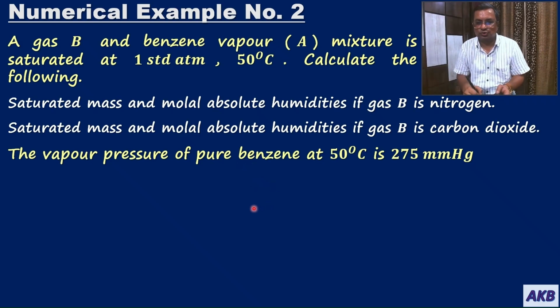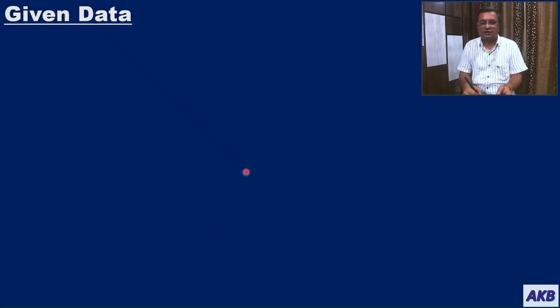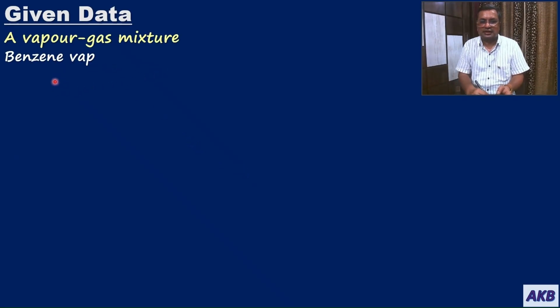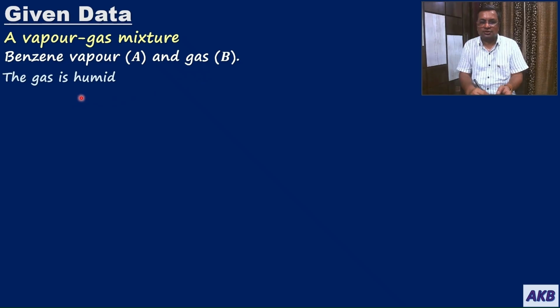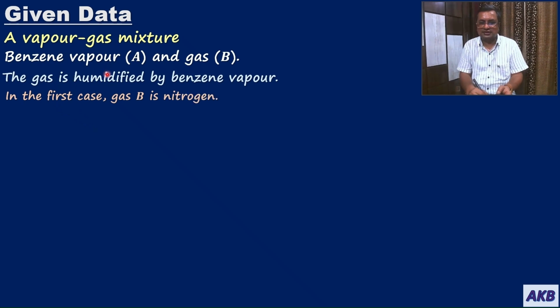So let us move ahead. First we will list what is given to us. You have a vapor gas mixture, benzene vapor, that is denoted by capital A, and gas B. So gas B is humidified by benzene vapor. In the first case, gas B is nitrogen. In the second case, gas B is carbon dioxide.